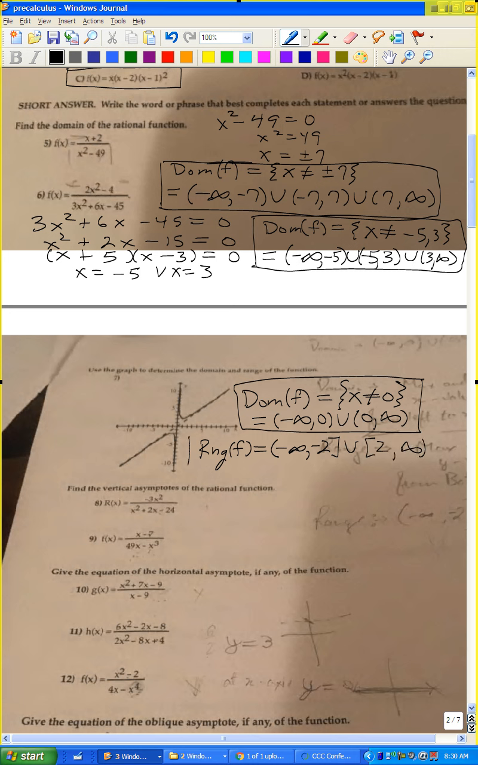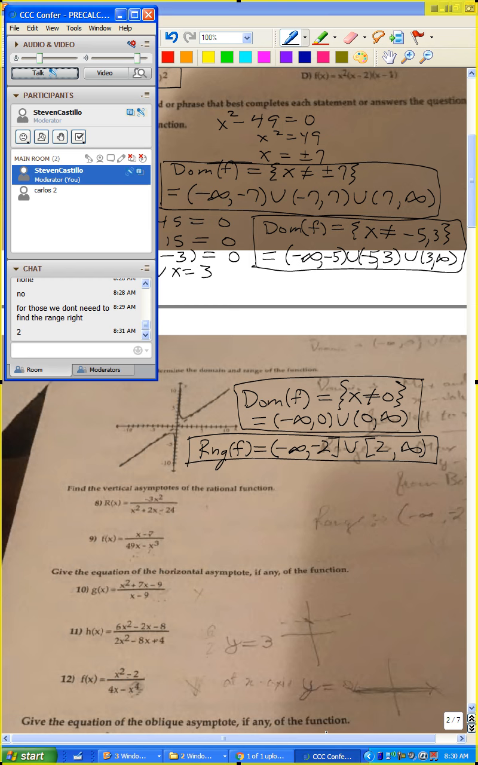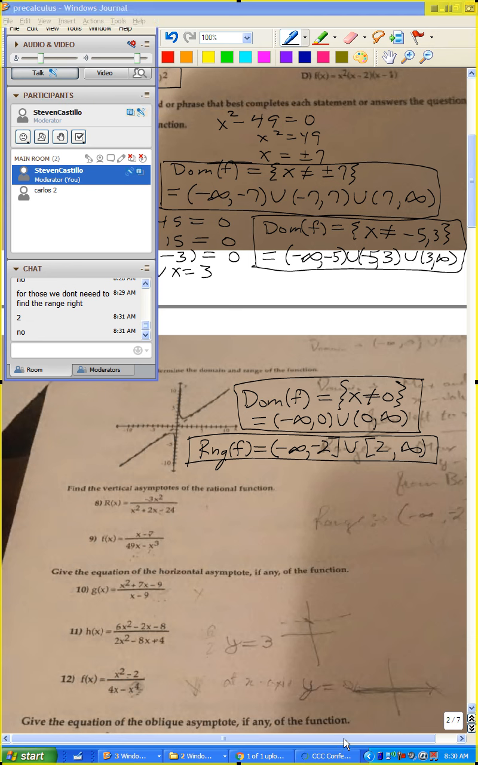Question. Yeah, so it includes 2 and it includes negative 2. So it's everything except for the interval between negative 2 and 2. Okay.